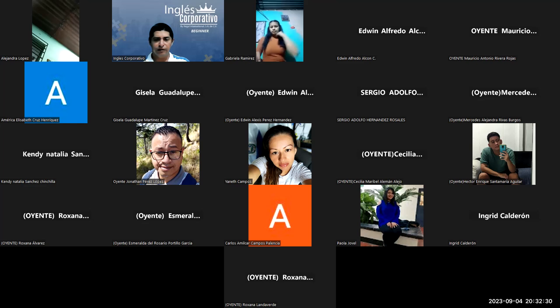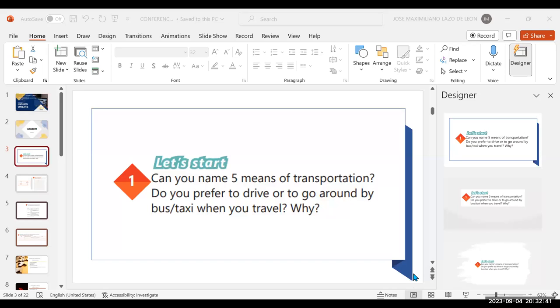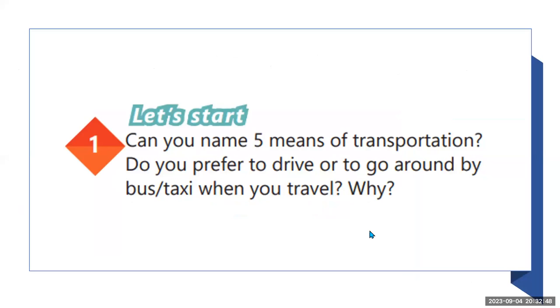But first of all, I'm going to show you my presentation, but at the same time, I need to check the attendance too. Okay, we have another question there. It says, do you prefer to drive or to go around by bus, taxi when you travel, and why? Prepare your answer. I'm going to check the attendance.